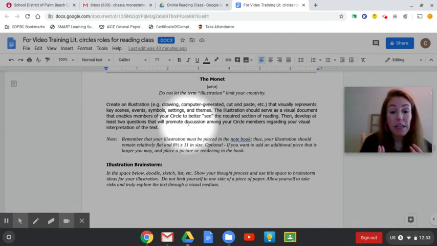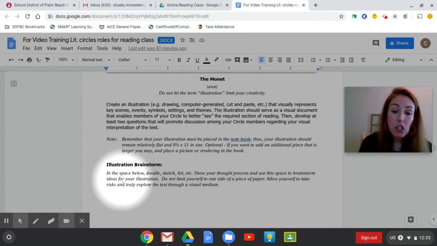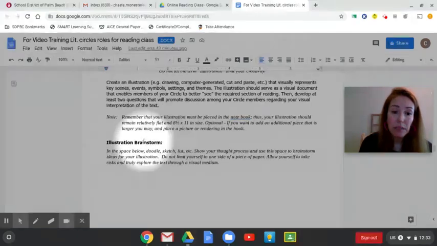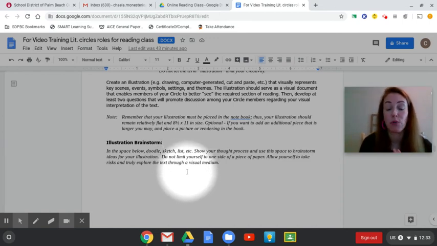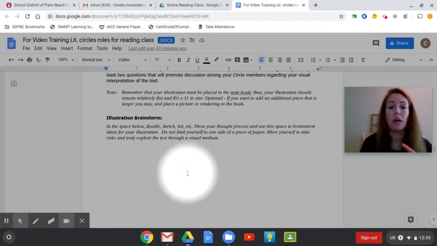But okay, so you're going to be thinking of something that represents what you've read in that section of the book. Like I said, it could be a scene, it could be different symbols. Okay, so see, this says remember here that your illustration must be on regular construction paper or computer paper, not just the scrap paper. If you just throw this scrap paper in there and call that your drawing, you will not get points for the drawing. Okay, it has to be of project quality, like I said.